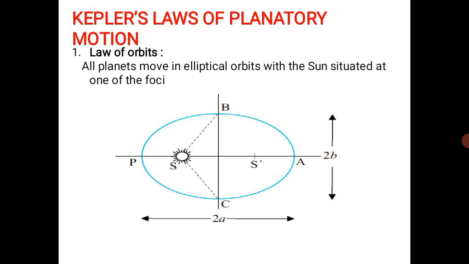with the sun situated at one of the foci. All planets rotate around the sun in an elliptical orbit. Just see here: the planet at P is very near to the sun, and if the planet is at point A, the planet is too far from the sun. So while going around the sun, the planet comes near the sun and also goes far from the sun. Understood? Okay, so this is about the law of orbits.